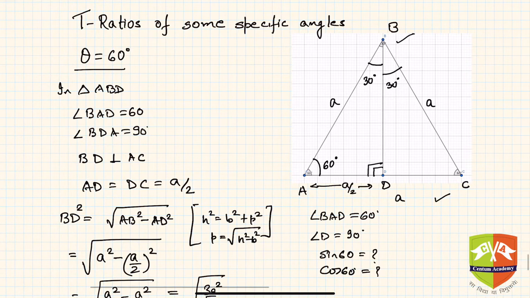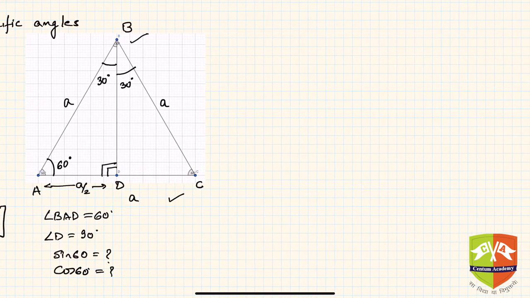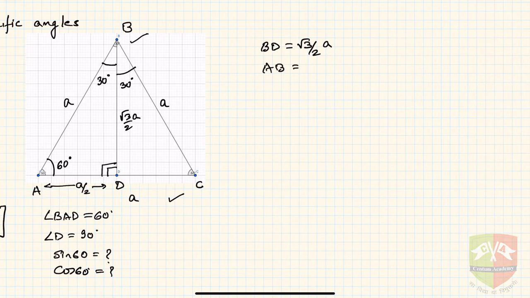So now we can write the T-ratios again. By Pythagoras theorem, we had figured out that BD was equal to root 3 by 2A. So I'm writing it here, root 3 by 2A, right? And again, let us say AB is equal to A and AD is equal to A upon 2. Okay, now we have to find out sine 30 degrees.